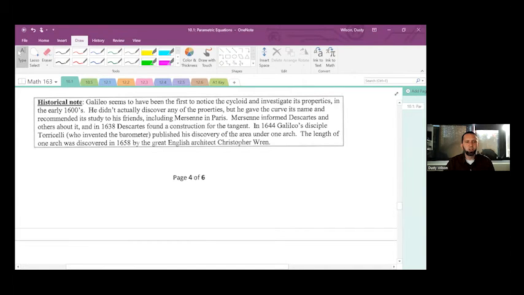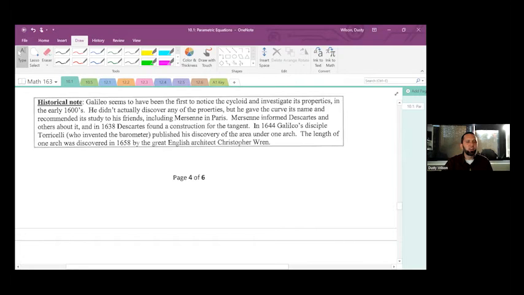Mersenne was an interesting guy in that he wrote letters to lots of other mathematicians. He was kind of like the letter keeper. He was the Google, if you will, for mathematicians. He didn't know the answers himself, but he could always connect people to the answers. So Mersenne informed Descartes and others about it.